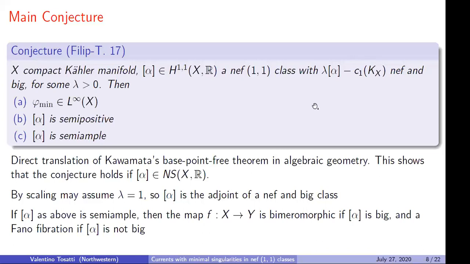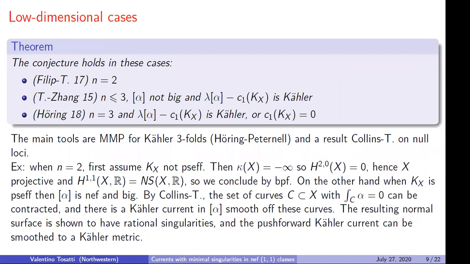Also, it's not hard to see that if you want statement C, namely if you assume that alpha is semi-ample and it satisfies this condition, then, if alpha is also big, semi-ample means that alpha is the pullback of a Kähler class by a holomorphic map onto some Y. If alpha is big, this map will be bimeromorphic, birational in the algebraic category. Otherwise, if it's not big, one can show easily from this condition that the map is a Fano fibration, namely minus Kx is F-ample, relatively ample. This will be important later. That's of course assuming that you can prove statement C, or in other words, if you have a semi-ample class with this positivity condition.